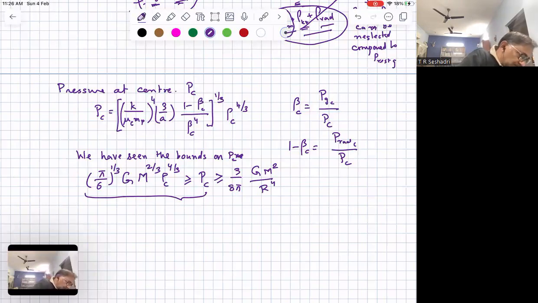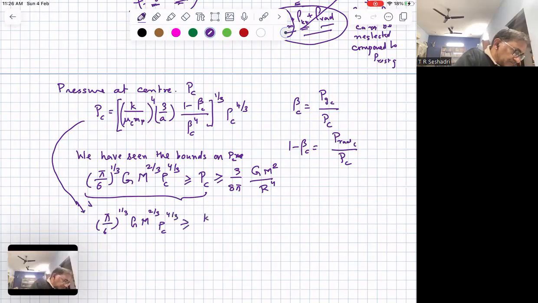And so I have (pi/6)(1/2)^(1/3) G M^(2/3) rho_c^(4/3) greater than or equal to (k/(mu_c m_p)) [(3/a)((1 - beta_c)/beta_c^4)]^(1/3) rho_c^(4/3).